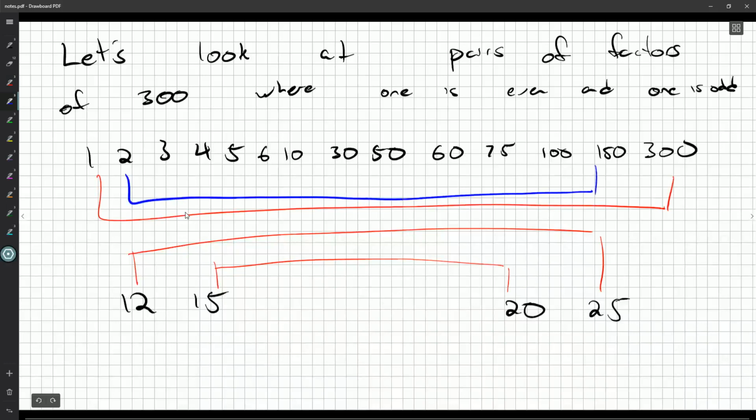We need to make sure both factors of 2 are in the same thing, so only multiples of 4 will work here. So 10's actually out. 10 wouldn't work because 10 goes with 30 and they're both even. Same with 6 and 50. But the rest should all work.